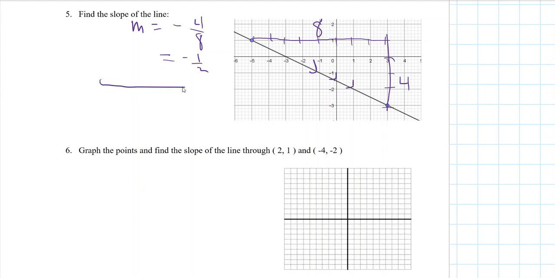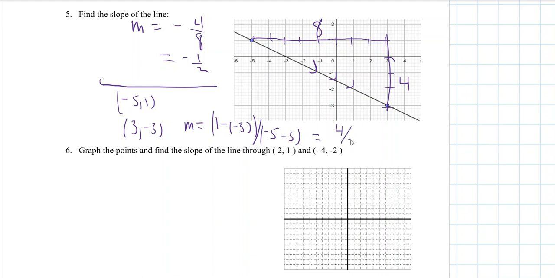If you want to do it in terms of points, you could take minus 5, 1, which is a point on the left, and 3, minus 3, which is a point on the right, and you could find the slope that way. 1 minus a minus 3 divided by minus 5 minus 3, which would give me 4 over minus 8, which is minus a half.